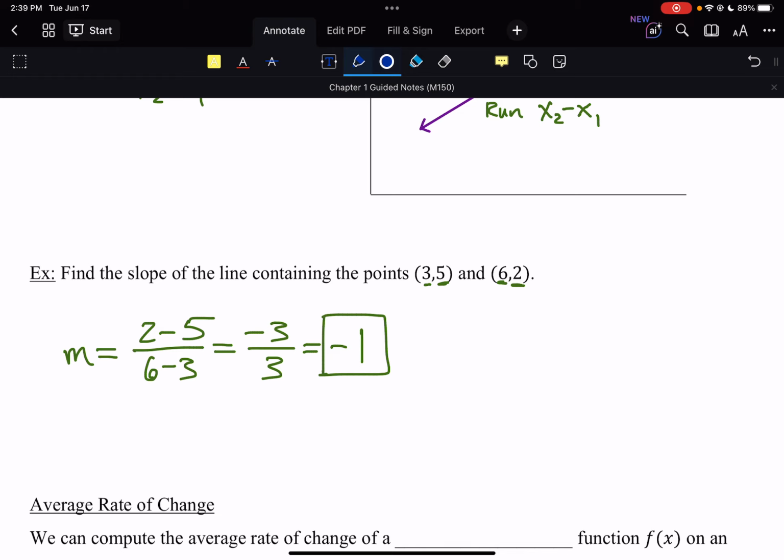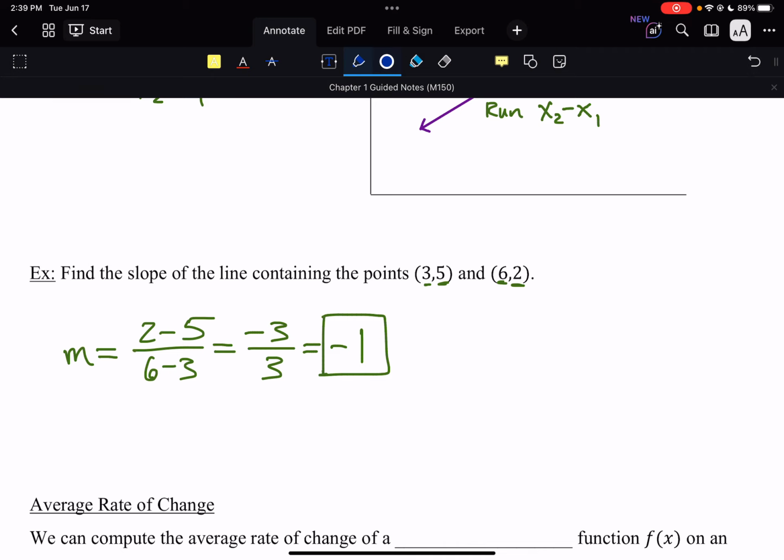The question typically comes up, would it matter that I put this one first and this one second? No, not necessarily. You could switch the order around, and that would be fine as long as you're consistent. So if this is y2, this one has to be x2. Or if this one was y2, then this one would have to be x2. So you can pick whichever point you want to go first, but you have to be consistent in which ones go together. So these two are the same point and these two are the same point.